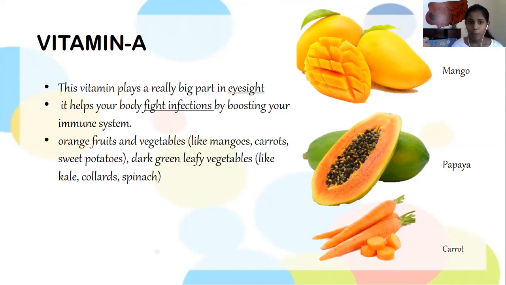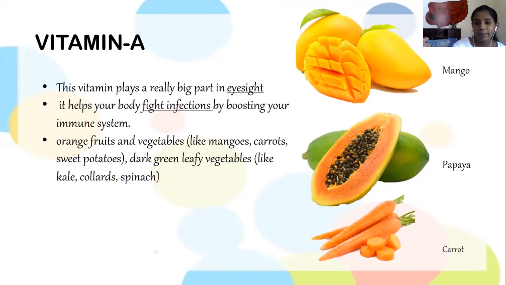Vitamin A is very important. It is usually present in orange fruits such as papayas and mangoes, and in vegetables like carrots, sweet potatoes, and dark green leafy vegetables. No wonder our parents pester us to eat those greens, right?